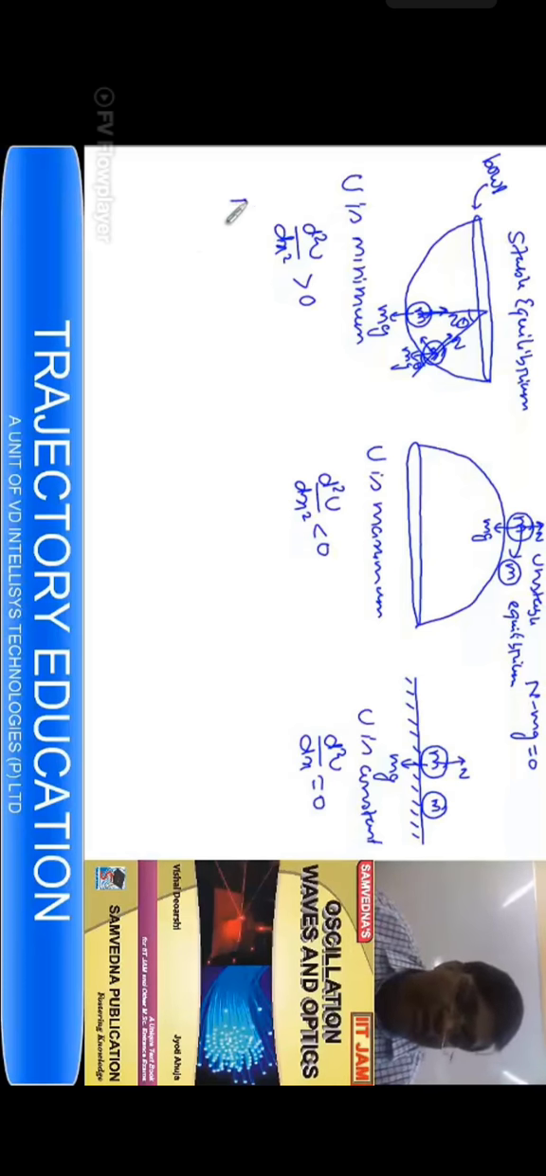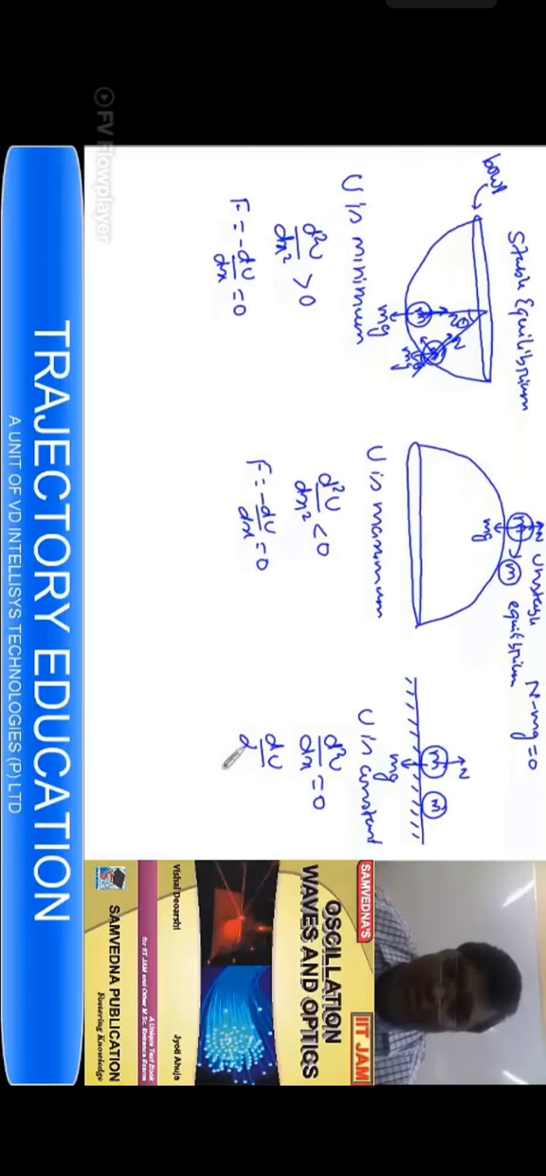But in all the three cases, force is 0. Force is written as minus dU by dx. In all the three cases, the first derivative of the potential energy is 0, because the net force acting on the body is 0. So in all the three cases, this condition holds. So this is about equilibrium position. In case of oscillatory motion, you must have a point of stable equilibrium. Oscillatory motion always takes place about the point of stable equilibrium, right?